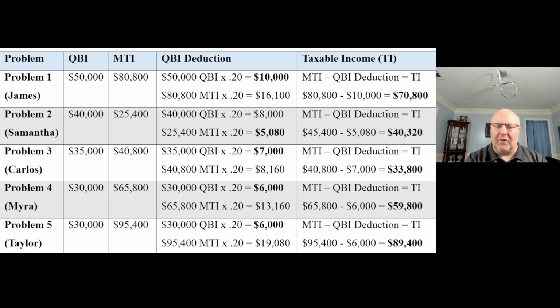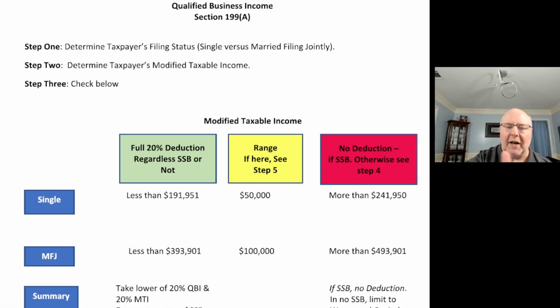All right, so let's go back to our thresholds, and we're going to talk about what happens if we exceed our threshold, if we have too much money. We've now looked at what happens when our modified taxable income is below the threshold, and we've been able to knock that out of the park. That's not an issue anymore. So now we have to head over and ask, what happens if they're making too much money?